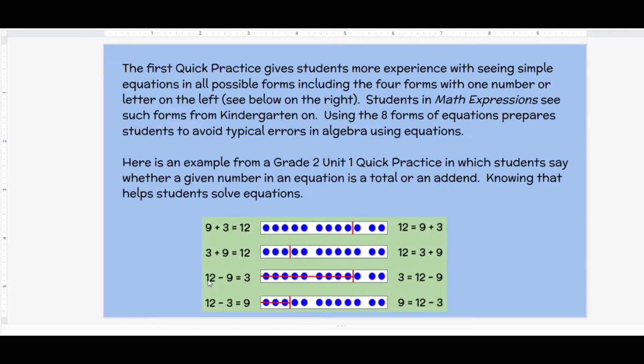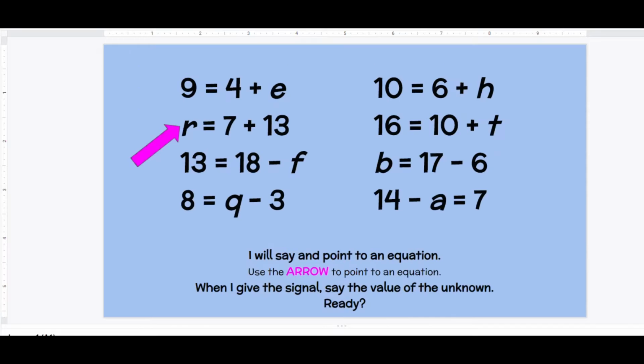So whether you're even looking at subtraction, 12 is the total, 9 is a partner, 3 is a partner. So we're looking at very similarly this particular quick practice of what is the total and how can I use that to help me know what the partners might be. So I would say, class, read it with me, 9 equals 4 plus E, or with a student leader. Think about it, class, what's E? And they should respond, E equals 5.